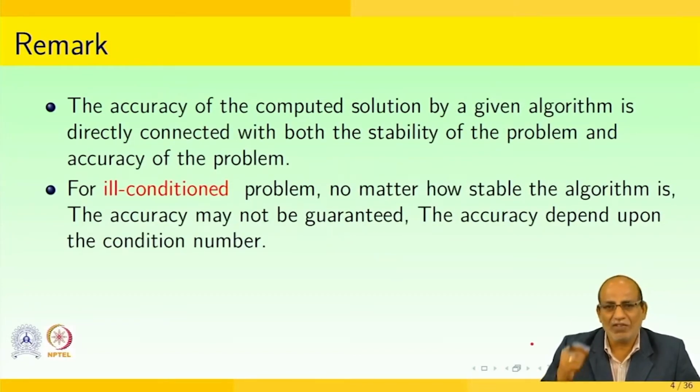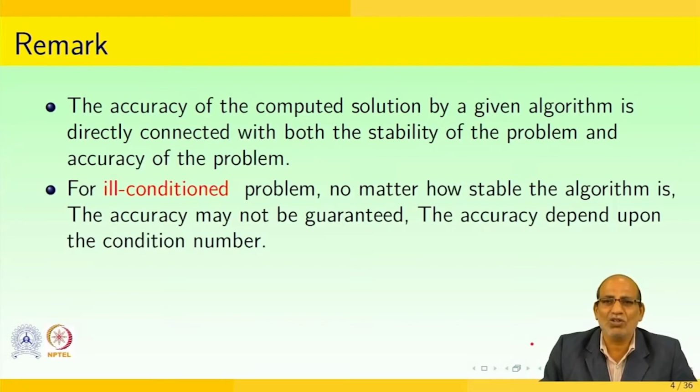Next, another remark we can make a note of: the accuracy of the computed solution by a given algorithm is directly connected with both the stability of the problem and the accuracy of the problem. So for accuracy, we may want to have 4-digit arithmetic with rounding or 5-digit arithmetic with chopping or something like that. So it also defines how good the solution is.